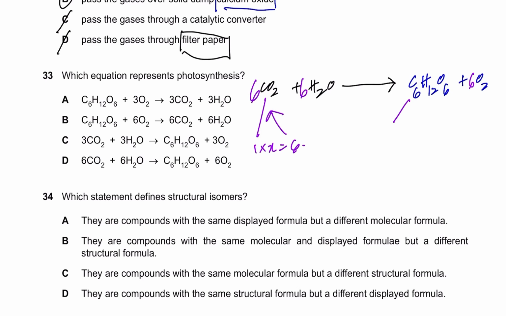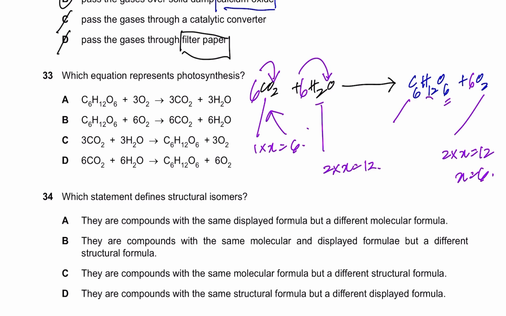Obviously 6. You have 12 hydrogens here, you had 2 here. What do I multiply 2 by to get 12? Obviously 6. And how many oxygens did you have? 6 times 2, that's 12. 12 plus 6, that's 18. And 6 were already present, so you needed 12 more. What do I multiply 2 by to get 12? X equals 6. Yeah.